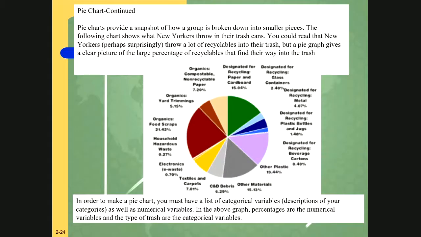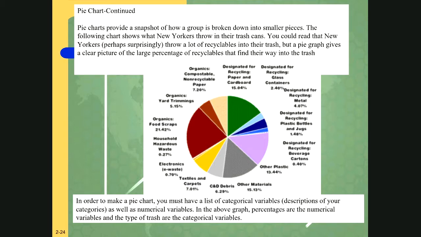Okay, so continuing with the pie chart, here's an example of a very bad pie chart. There are way too many categories. But as said, it provides a snapshot of how a group is broken down into smaller slices or pieces. The following chart shows what New Yorkers throw in their trash cans. You can read that New Yorkers, perhaps surprisingly, throw a lot of recyclables into their trash, and a pie graph gives a clear picture of the large percentage of recyclables that find their way into the trash.